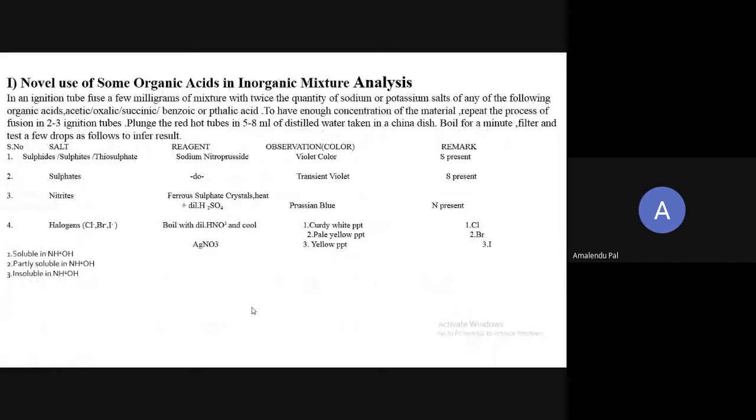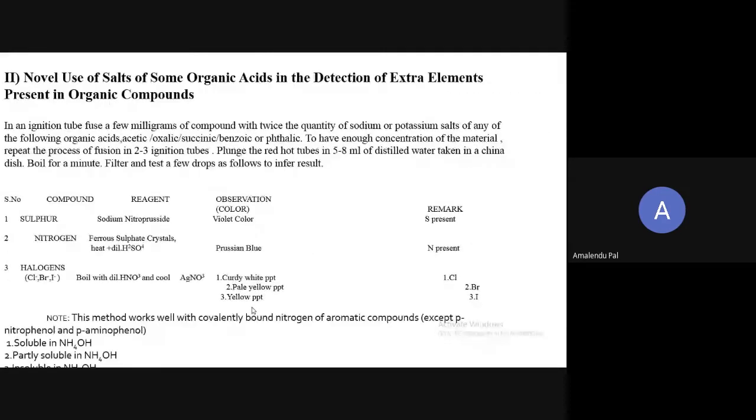Okay. Another thing, this is the same thing that I told you before. For some compounds, covalently bound nitrogen in aromatic compounds, that is para-nitrophenol, para-aminophenol, you cannot do the nitrogen testing with this.